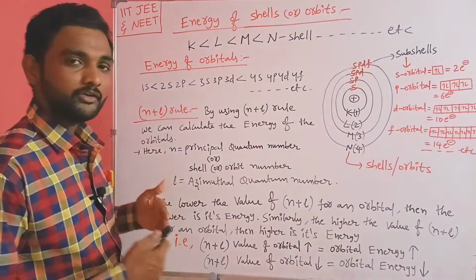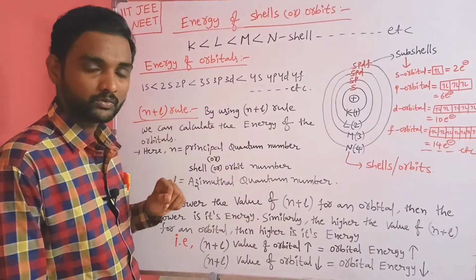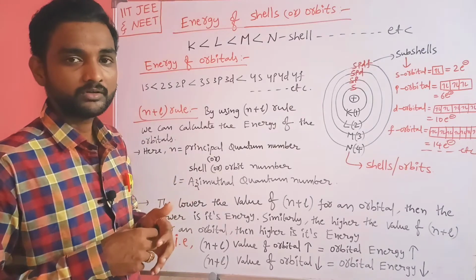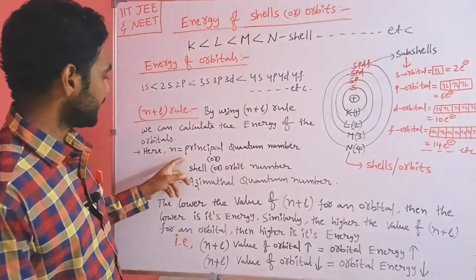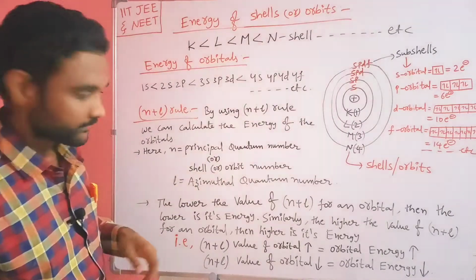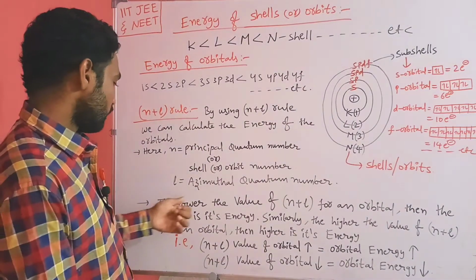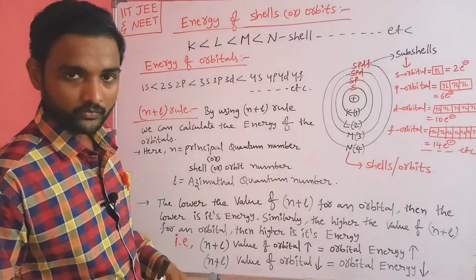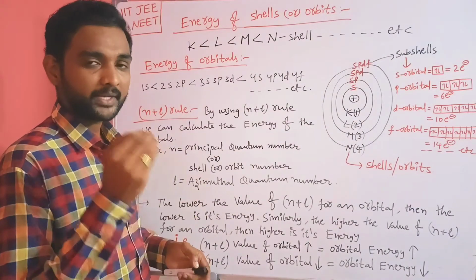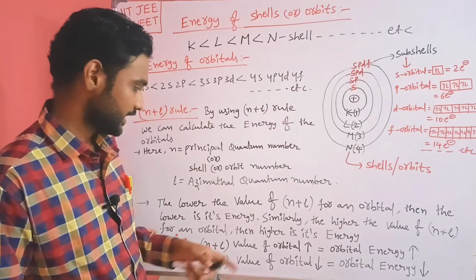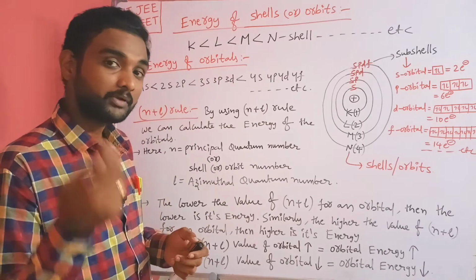Here, how can you know the energy of orbitals? We can know the energy of orbitals by using the n plus l rule. By using the n plus l rule we can know the energy of orbitals. Here n is equal to the principal quantum number or shell or orbit number, and l is equal to the azimuthal quantum number or angular momentum quantum number. The lower the value of n plus l for an orbital, the lower its energy. If the orbital's n plus l value is lower, then its energy is also lower, and similarly if the orbital's n plus l value is higher, then the energy of that orbital is also higher.